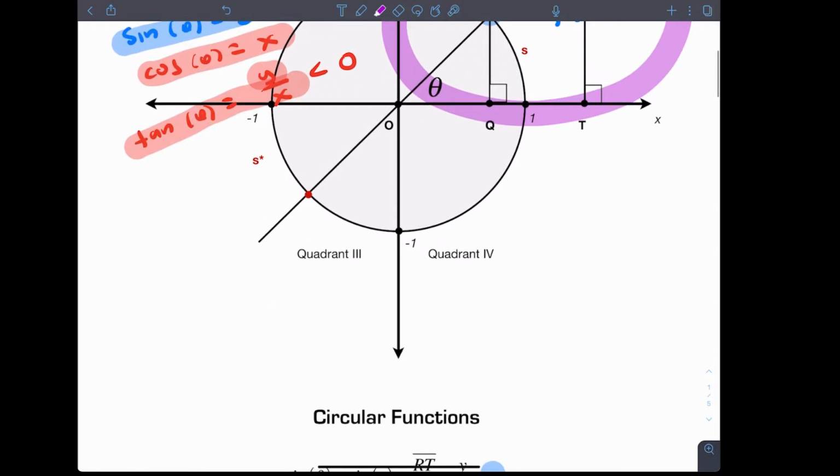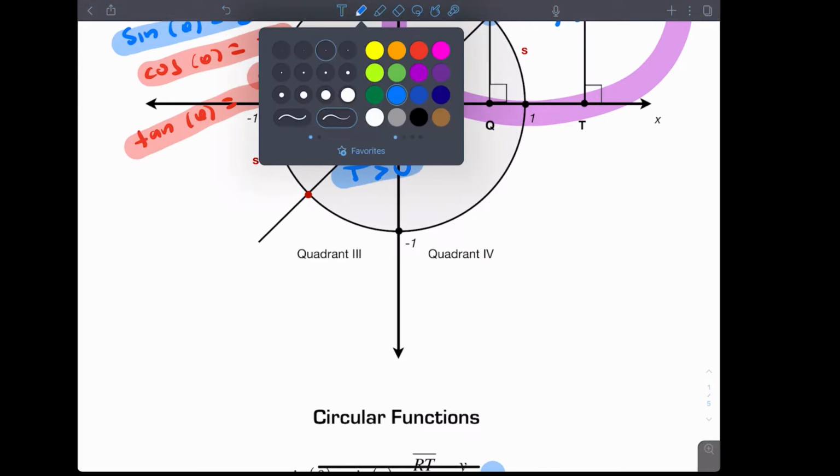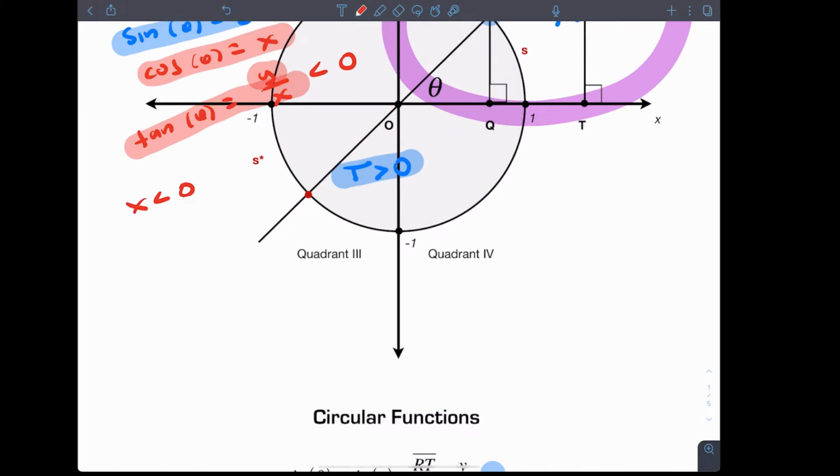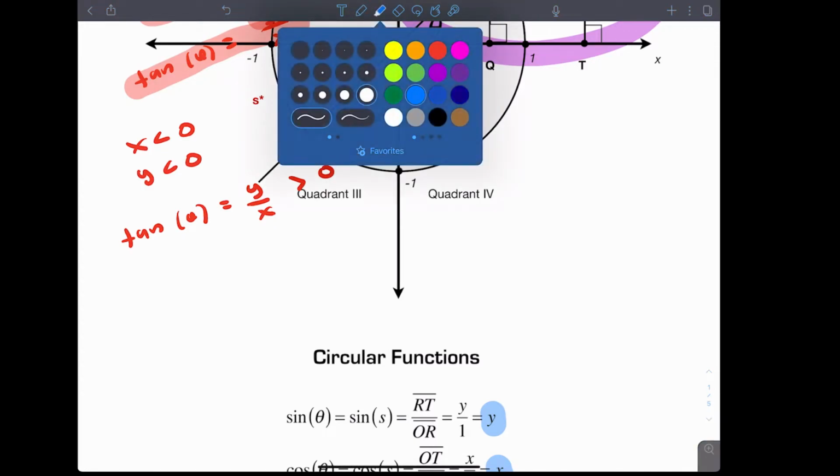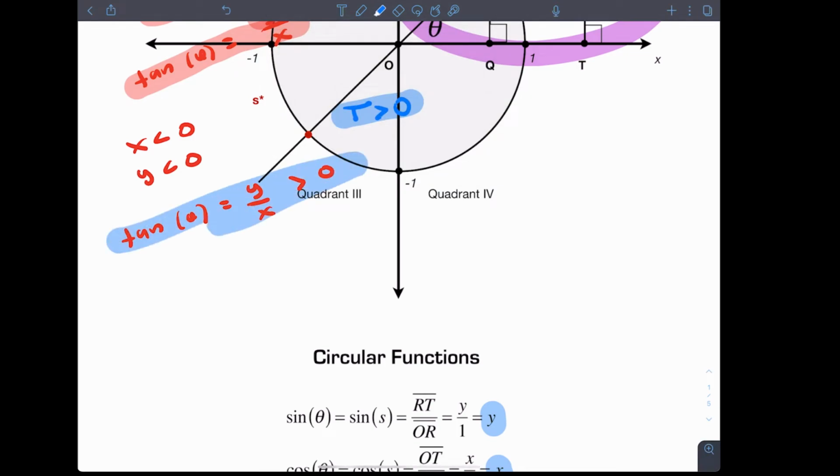What about quadrant 3? What do we put there? T. What does that mean? Tangent is what? Now, that's the only one that's positive. Does anybody want to tell me why? Because your x-coordinate is negative. That's what it means to be negative. Your y-coordinate is negative. Okay, what's the definition of tangent? Isn't it y over x? Negative over negative makes a positive. That's why we say tangent's positive in quadrant 3. There it is.